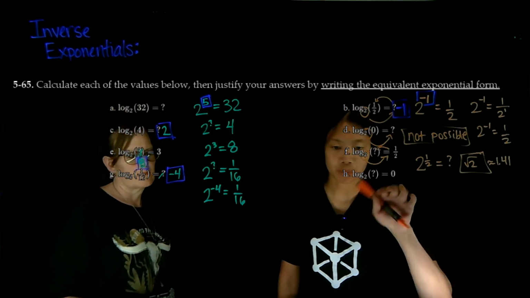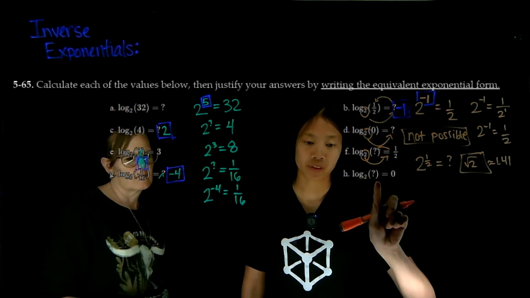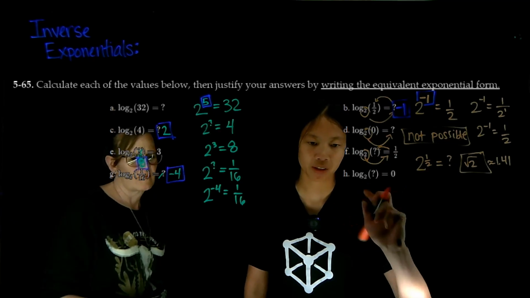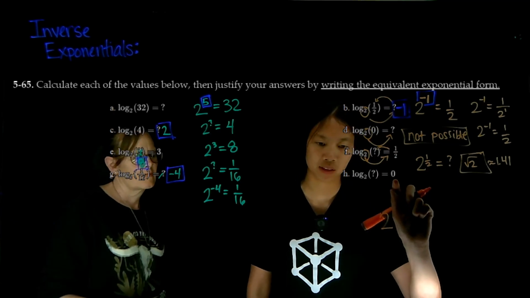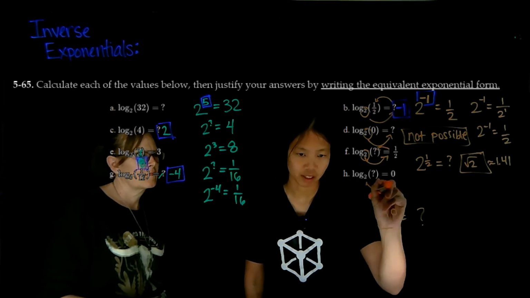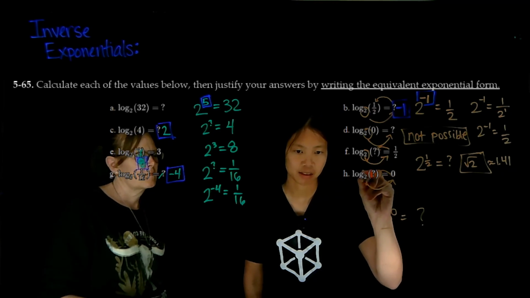We have one last example here. So we have log base 2 of something equals 0. So if we want to turn this into exponential form, we know our log base is 2. So 2 raised to the 0 power equals what? 2 raised to what power gives you that inside of our log.